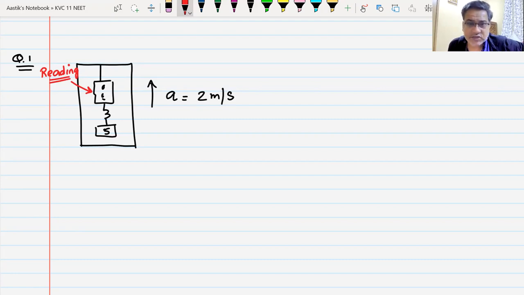A mass of 5 kg is attached to a spring balance, and this is kept in a lift which is going up with an acceleration of 2 m/s². You have to tell me what is the reading in the spring balance. You have 2 minutes to solve this. If you can do it on your own, well done. Else, I will help you out. But I would be very happy if you can do it on your own.